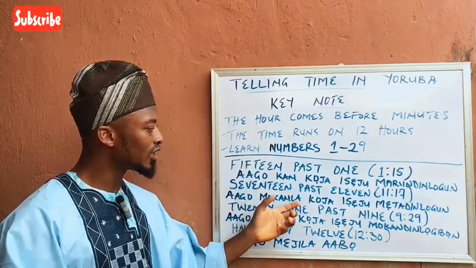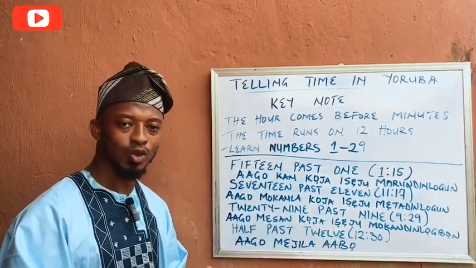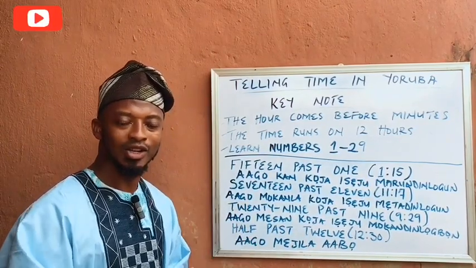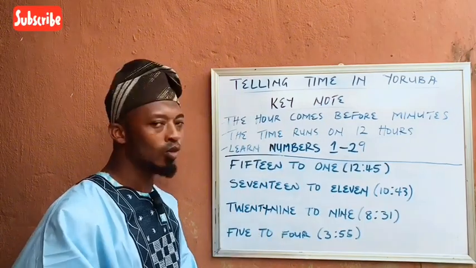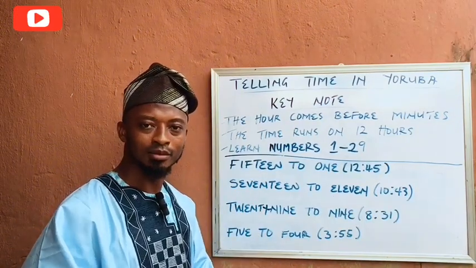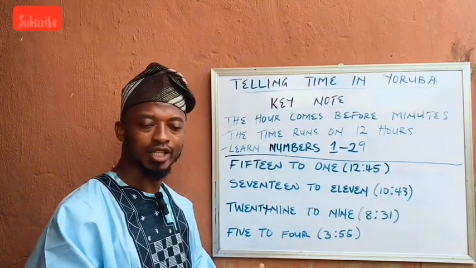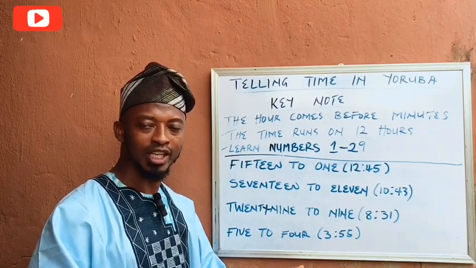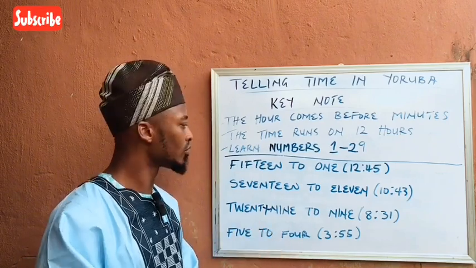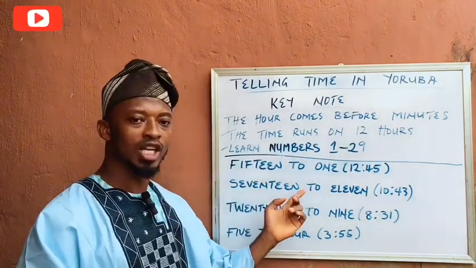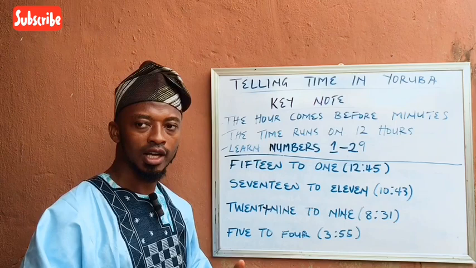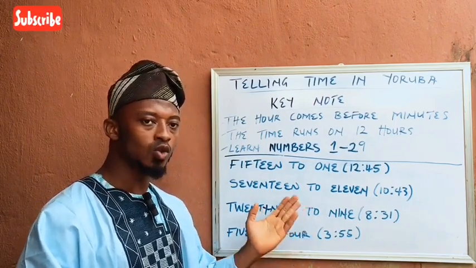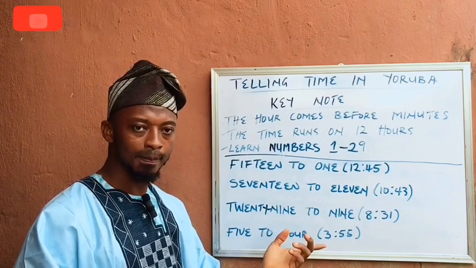Now, we've just done half past, we've done past. So let's look at how to say the time when it's to the hour. So stick with me. Now we want to take a look at how to tell time when it's minutes to the hour. We've taken a look at past the hour, but now we want to look at minutes to the hour. So we have 15 minutes to the hour of 1. On your digital clock, it will give you 12:45.